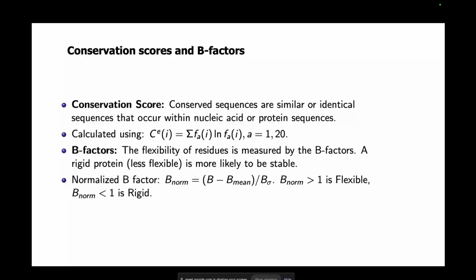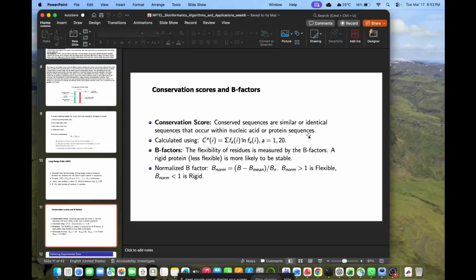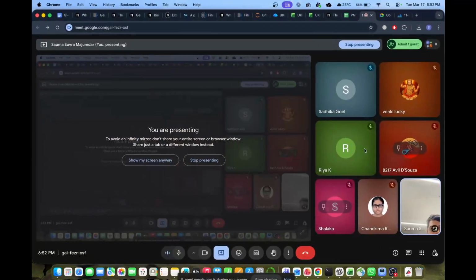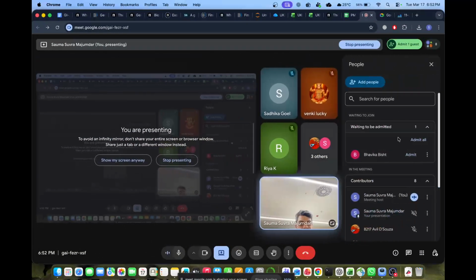Other important factors are conservation scores. Recall from sequence alignment and multiple sequence alignment, we talked about PAM matrices, we talked about closure matrices. Those determine how conserved a particular amino acid residue is at a position, right?